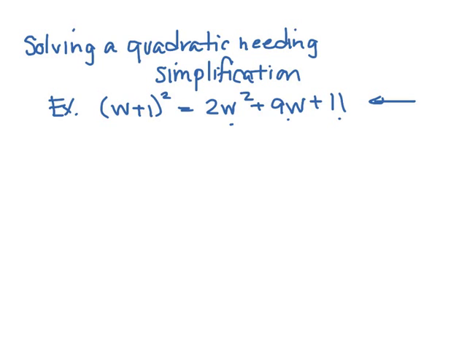So remember, our goal is to always get it so that it looks like ax squared plus bx plus some constant c all equal to 0. So we want one side of that equal sign equal to 0, and then we only want 3 terms on the other side. So let's go ahead and multiply out this side right here, the w plus 1 quantity squared.